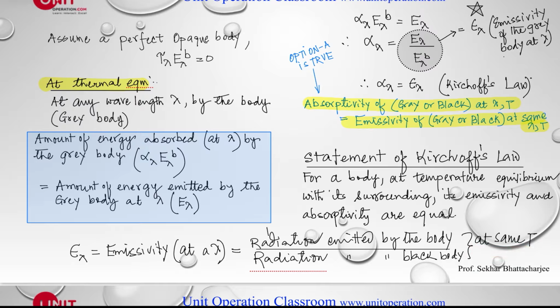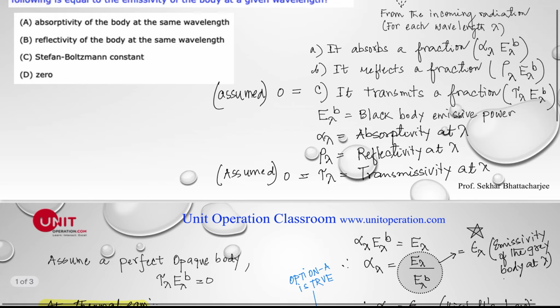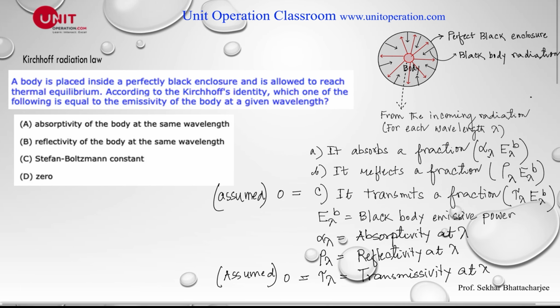So at thermal equilibrium, the absorptivity of the body at a certain wavelength must be equal to its emissivity at the same wavelength. That's what Kirchhoff's law is. In fact, it says that for a body at temperature equilibrium with its surroundings, its emissivity and absorptivity are equal. So the emissivity of the body at a given wavelength must be equal to the absorptivity of the body at the same wavelength. So this must be the correct option.